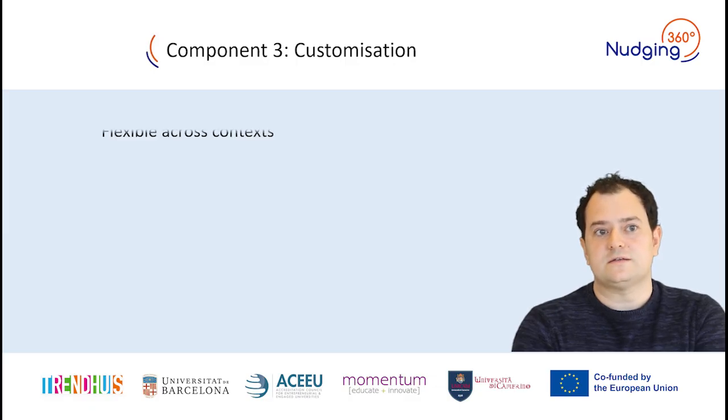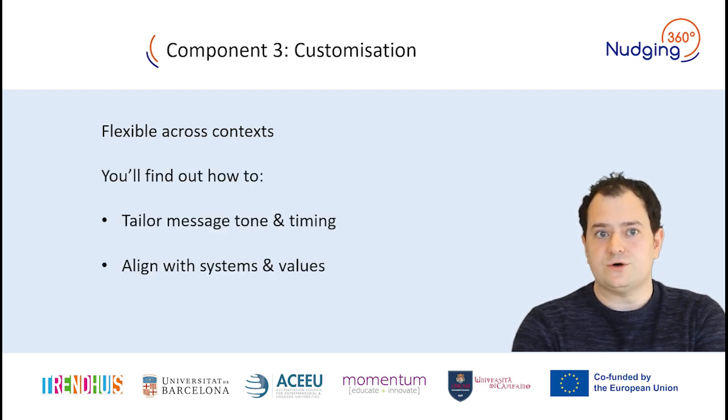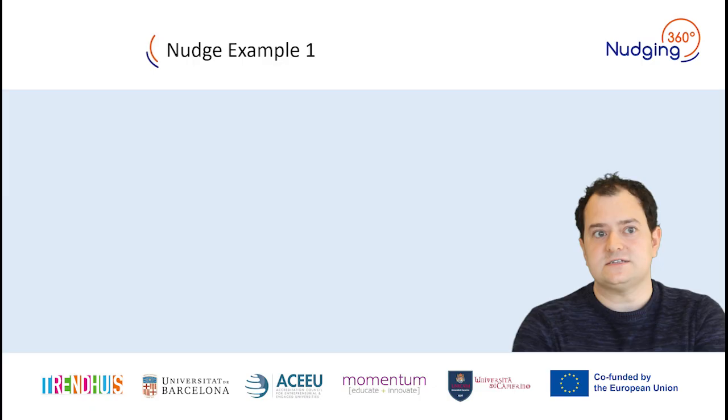The third core aspect is customization pathways for local adaptation. No two institutions are the same. That's why the Nudging Toolkit was built to be flexible. For each nudge, you'll find suggestions on how to tailor the message tone and timing, ways to align with digital systems or values, and how to embed nudges into everyday communication, policy, or platform design. Whether you're rolling out institution-wide digital strategies or working within a single department, these pathways help ensure your nudges are context-sensitive and scalable. Now let's take a deeper look at 3 highlighted nudges that show how this approach works in practice.